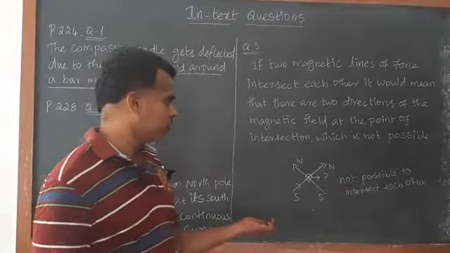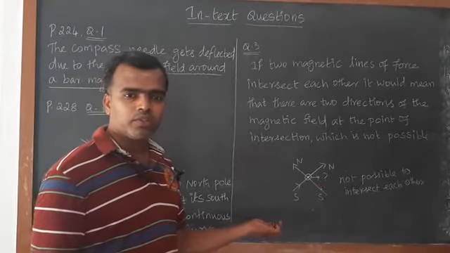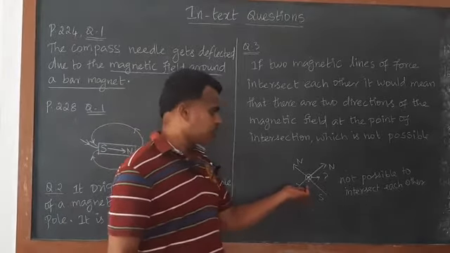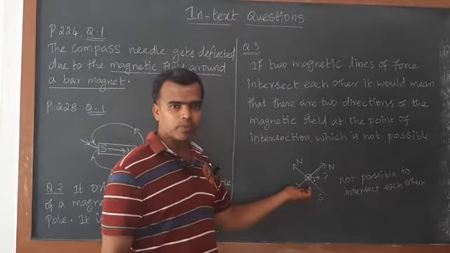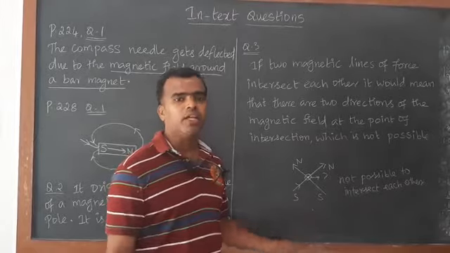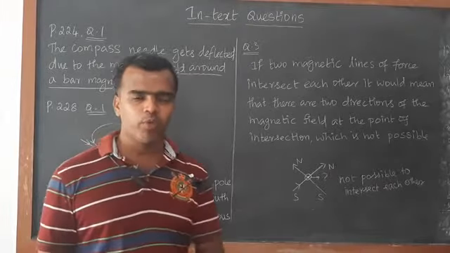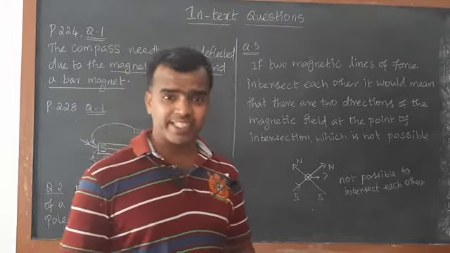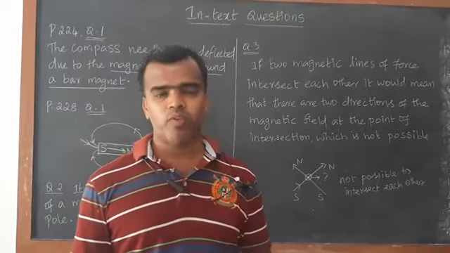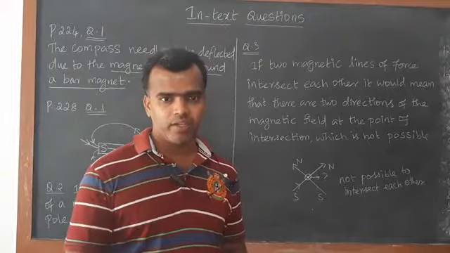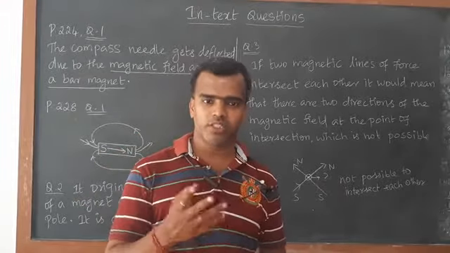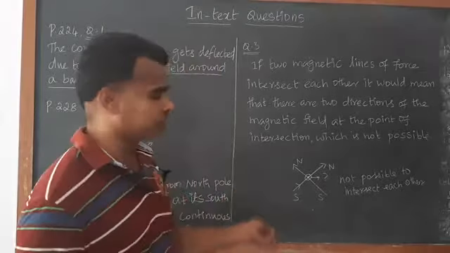Can you do that? At that point, which is the north pole, which is the south pole? We cannot predict, right? That's why we say that no two magnetic field lines intersect each other. If they intersect, at the point of intersection it gives two different directions, which is not possible. That is the answer for those questions, right?